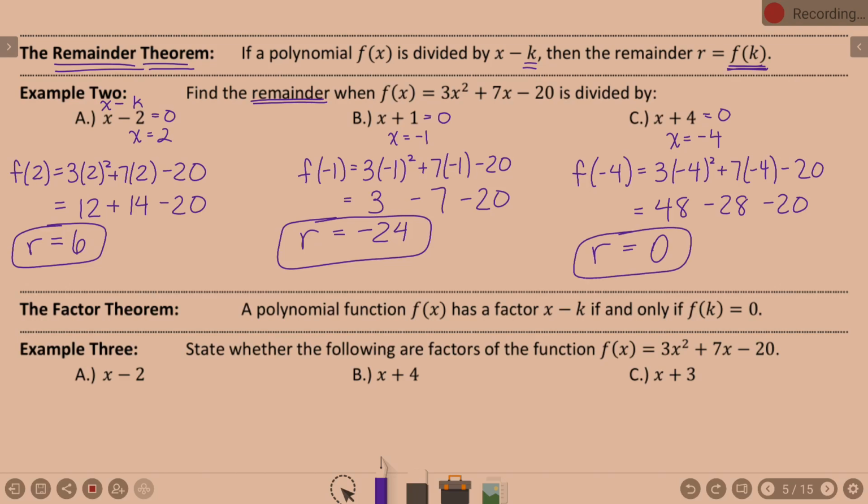Are you guys with me? Remainder, do the math, remainder is 0, yes? Okay. Now, that is your remainder theorem.